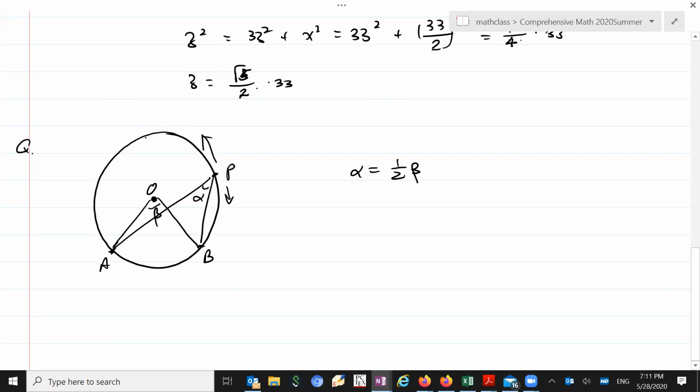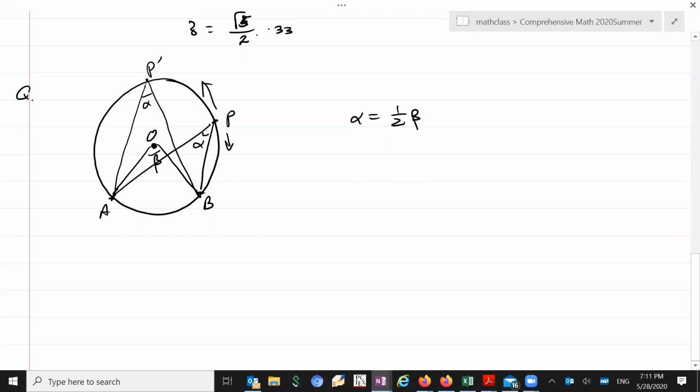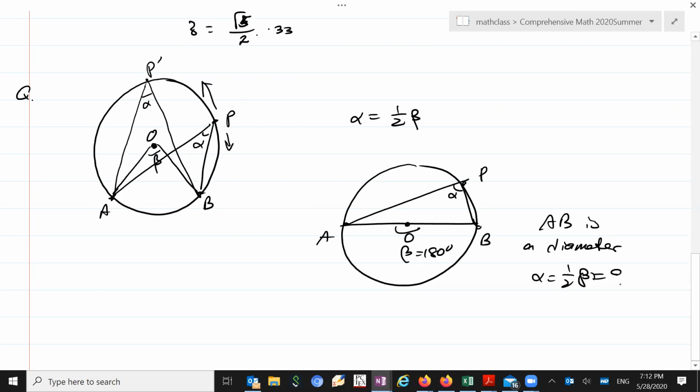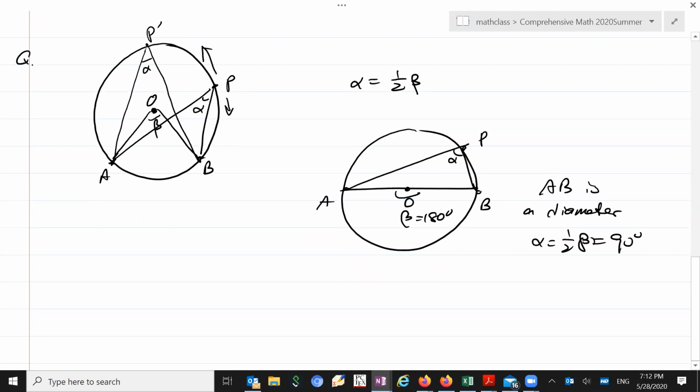It's always equal to half of the beta. So if I draw another line, this is the same alpha, okay? So that angle is not going to change. This is a very important property for the circle. Special case. The special case is AB on diameter. O is here. So AB is diameter. In that case, beta is going to be 180 degrees. So no matter where you choose a point P, this alpha is going to be half of the beta, which is going to be 90 degrees. So you always get a right triangle. That is a special case. Okay, and no matter where the point P is, you always get a right triangle.